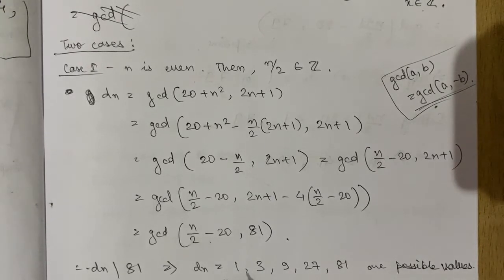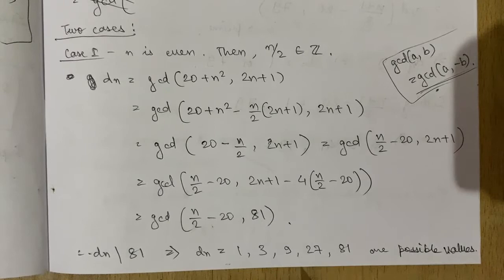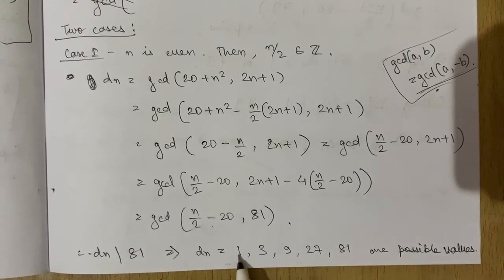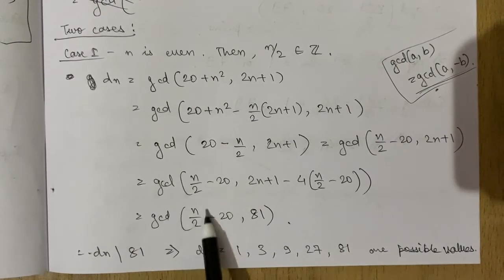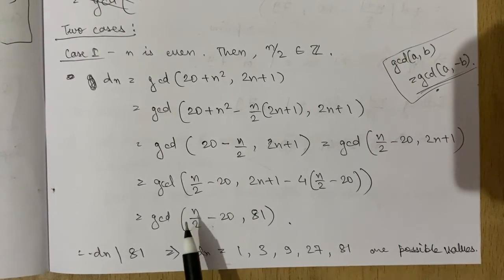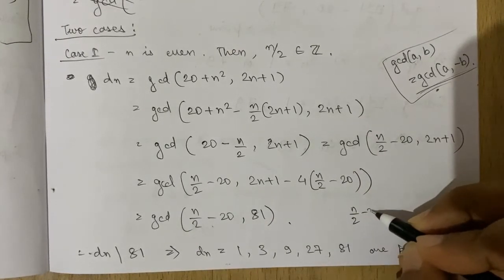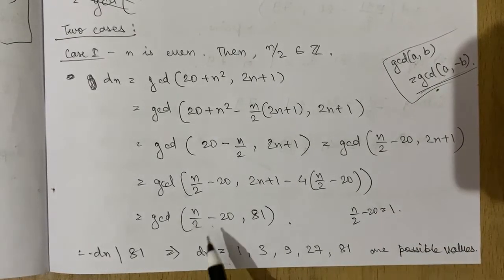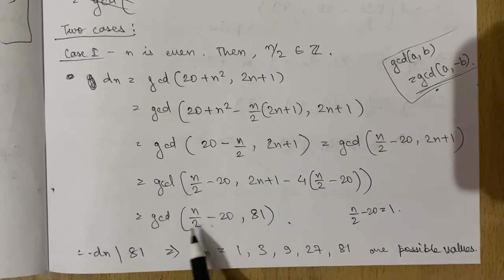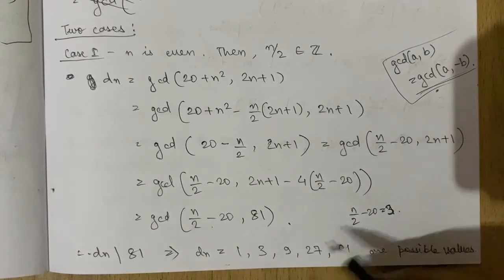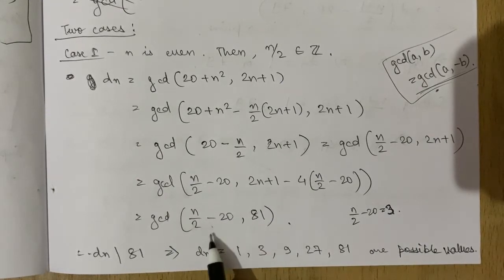Now I also need to conclude that each of these values is attainable. Means dn equal to 1 is actually attained for one of the values of n. For this, just observe that if I set n by 2 minus 20 equal to 1, then this term is 1 and this term is 81, so the GCD is definitely 1. Similarly, if I set n by 2 minus 20 as 3, then GCD of 3 and 81 is 3.